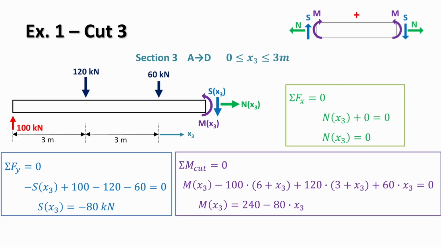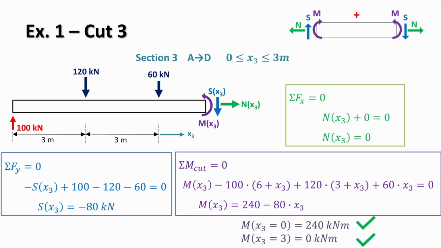And finally, we take moments around the cut. In this case, we have a positive moment, Mx3, and then we have a negative moment from the reaction force of 100. This time, the lever arm to the cut is 6 meters plus x3. We also have a positive moment from the 120 point load. Its distance is 3 plus x3. And we also now have the force of 60, which is multiplied by the distance x3. Rearranging, we get that Mx3 equals 240 minus 80x3.